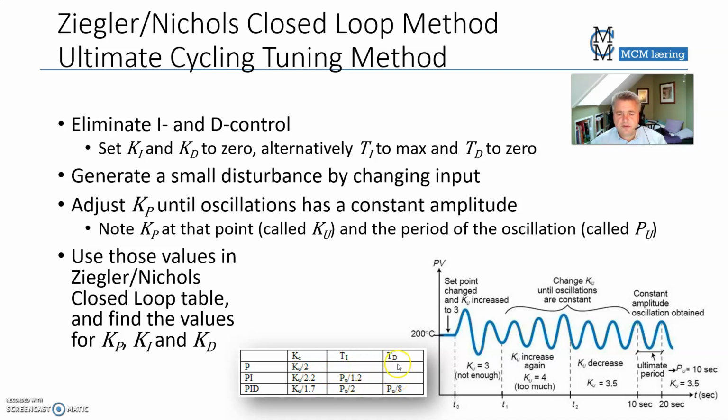And here, infinity, 0. If you want PID control, you set the proportional gain to Ku divided by 1.7, Ti to Tu divided by 2, and Td to Tu divided by 8. So you put those values into your PID controller, and then maybe fine-tune based on experience.